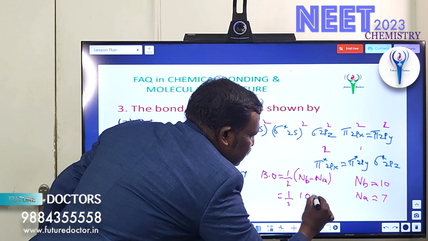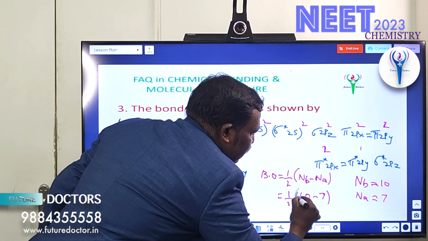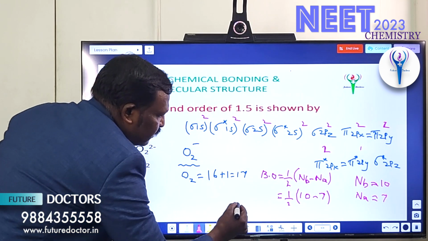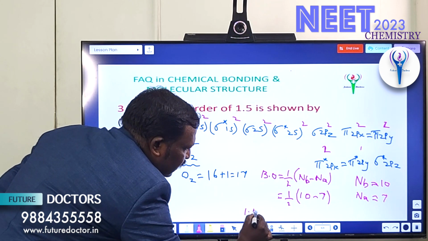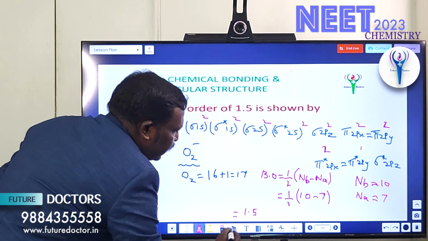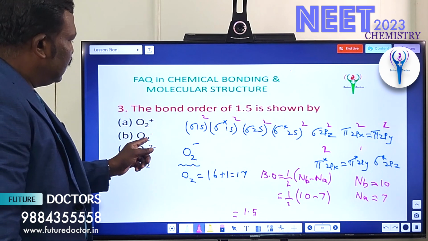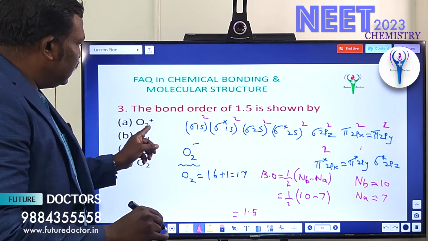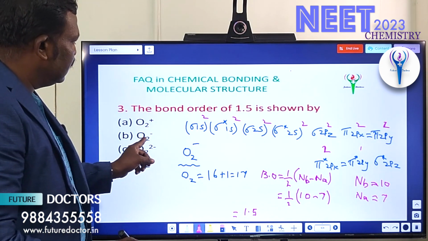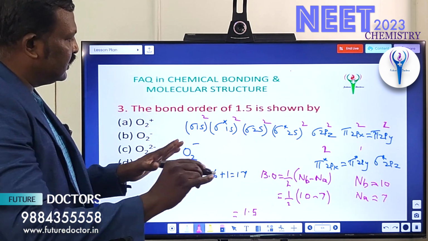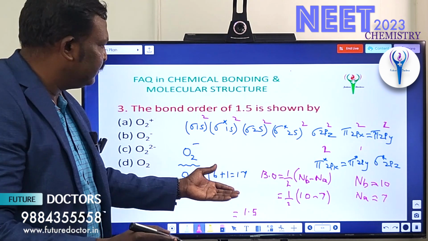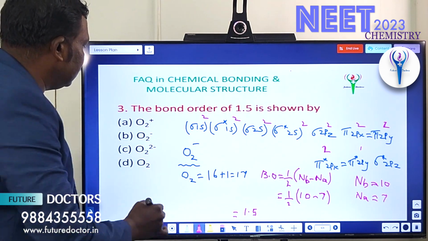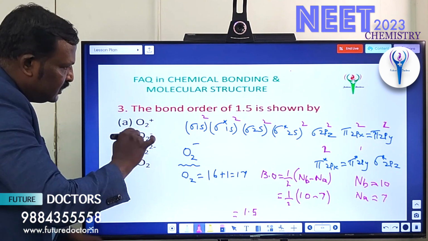Now put it here: 10 minus 7, that is 3 by 2. 3 by 2 means the answer is 1.5. So I taught only this answer. You have to find the other answers like that. If you check other molecules, we will not get 1.5. So that molecule is the only one with 1.5. In this way you have to do it.